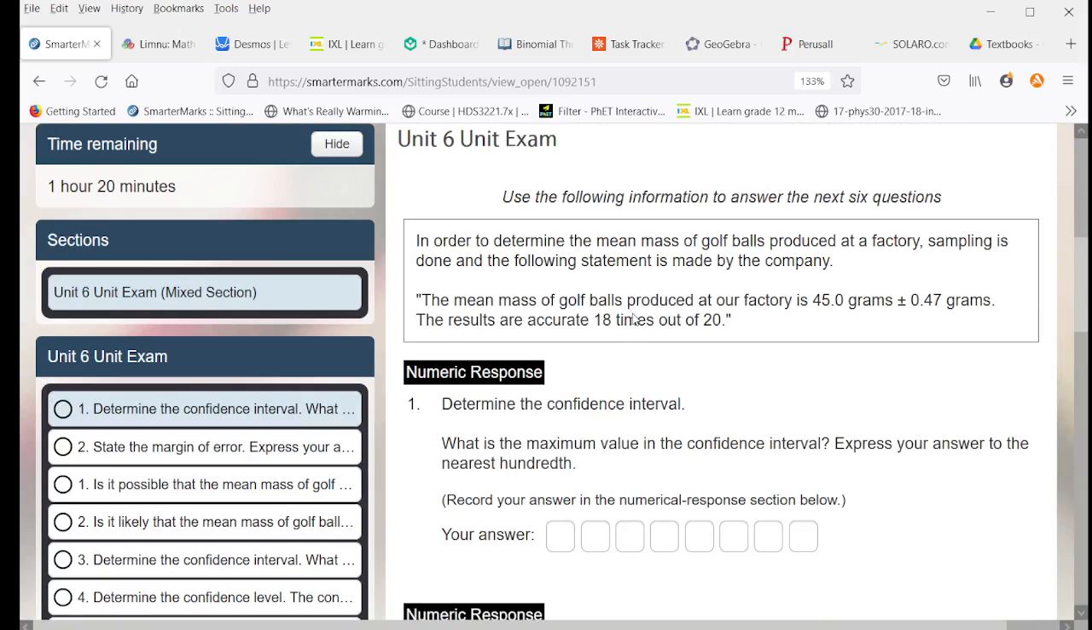Alright, so first off, in order to determine the mean mass of golf balls produced at a factory, sampling is done and the following statement is made. The mean mass is 45.0 plus or minus 0.47 grams. The results are accurate 19 times out of 20.